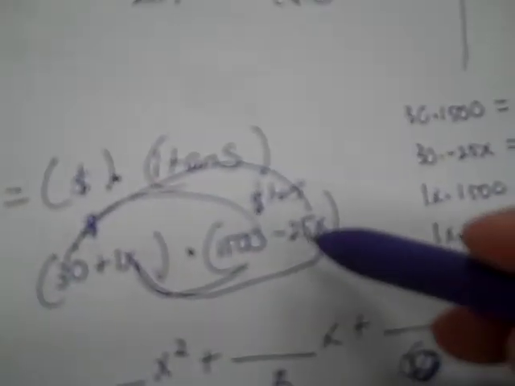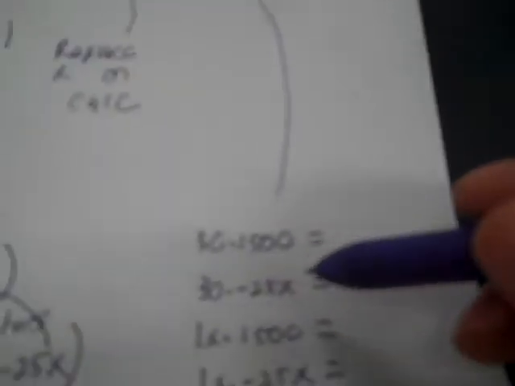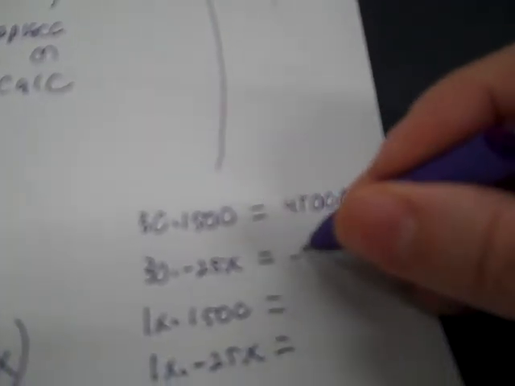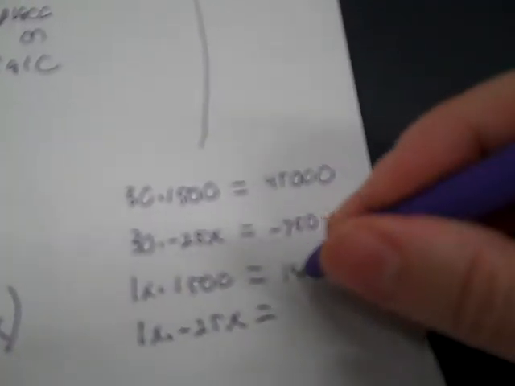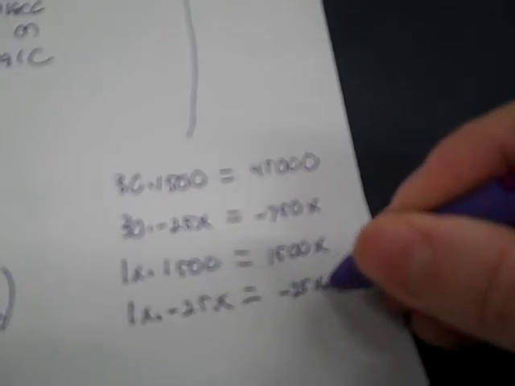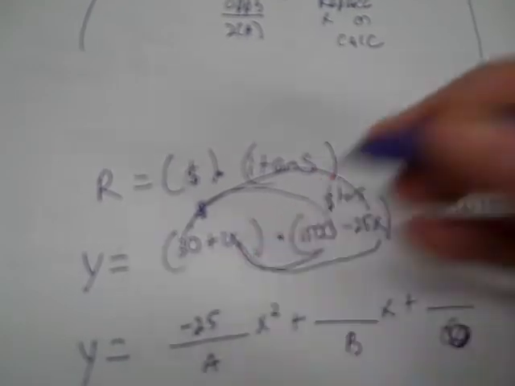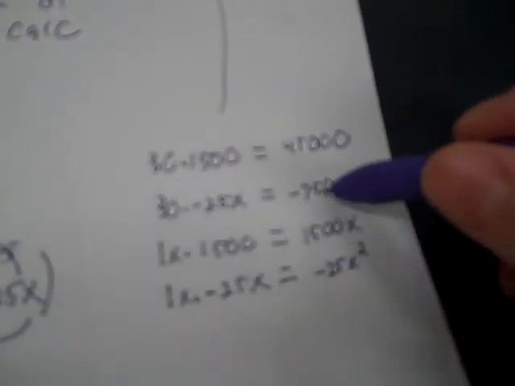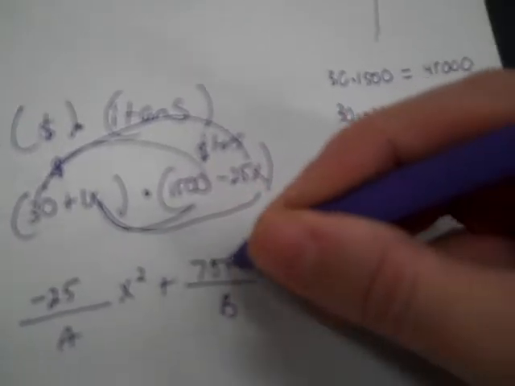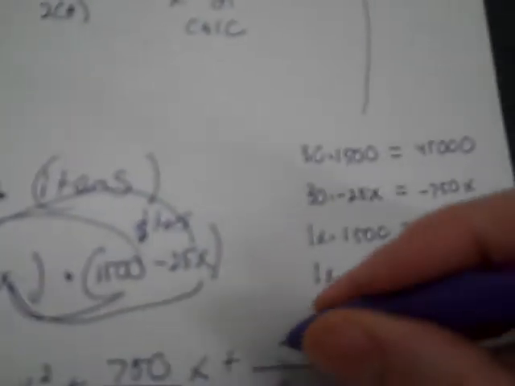Make sure that the one with the minus in front of it, those are always negative. So this is 45,000. This is negative 750 with x. This is positive 1,500 with x. This is negative 25 with x to the second. So I know negative 25 is my A. To find our B, we're going to have to add these two like terms together, and that actually is positive 750, and that's B, and then 45,000.